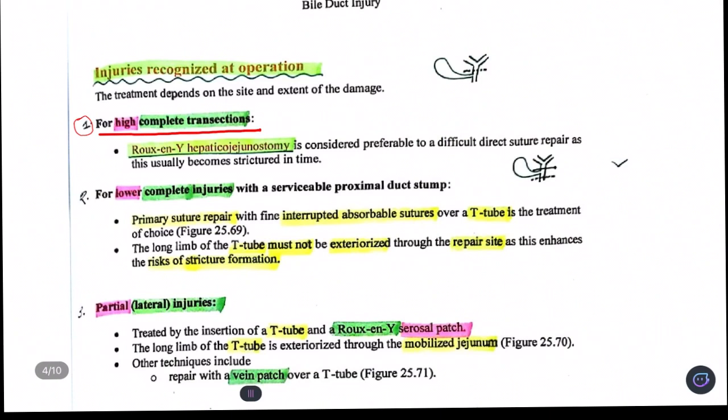For a high complete transection, if I observe that there is a high complete transection, then my choice of treatment would be Roux-en-Y hepaticojejunostomy. It is considered preferable to a direct suture repair, as this can become a stricture in time.